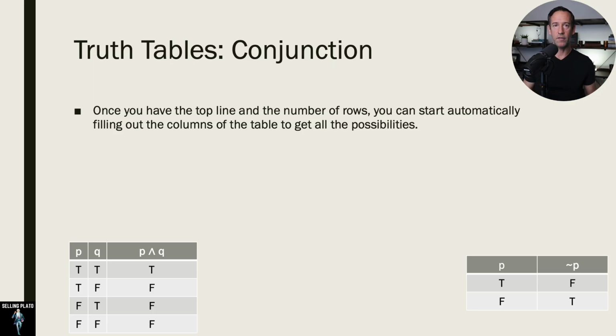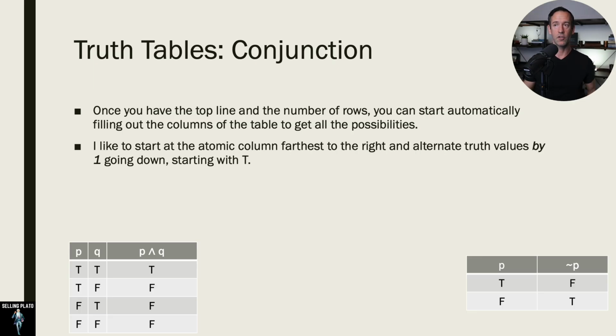So once you have the top line and then the number of rows, you can start automatically filling out the columns of the table to get all the possibilities. So there you see the truth table already filled out. So far, the only thing that I've described is the top row and the number of rows. So what I like to do is start at the atomic column farthest to the right. You can do left if you want, but here's what I do. I like to start at the atomic column farthest to the right. Now we're still on the left-hand side dealing with atomic statements. We're not on the right-hand side of the truth table yet.